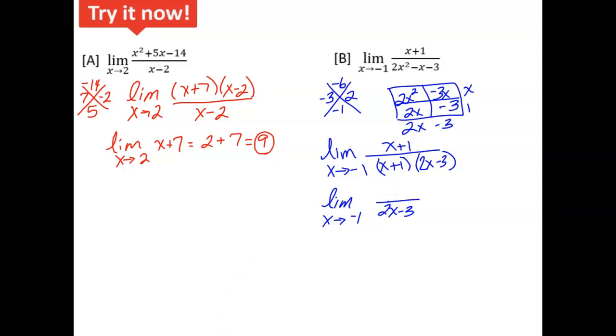Let's clean up that numerator there. So 1. There we go. And that's going to be 1 divided by 2 times negative 1 minus 3. There we go. Negative 1/5.